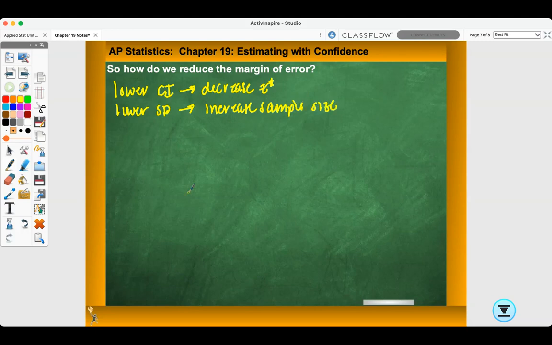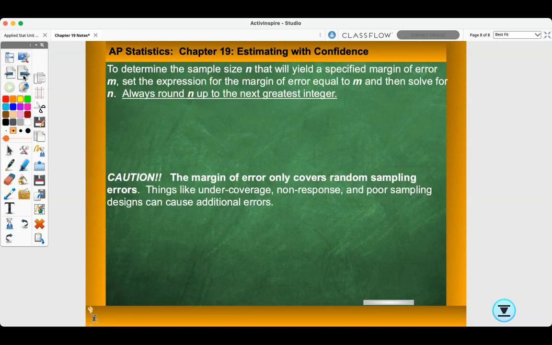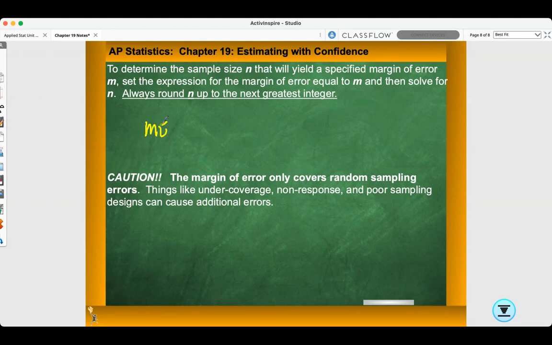To cut the margin of error in half, we must increase the sample size at least 4 times. To determine the sample size n that will yield a specific margin of error, m, set the expression for the margin of error equal to m and then solve for n. Always round n up to the next greatest integer. So what we're talking about is margin of error equals Z star times the square root of p hat q hat over n, and here we want to solve for n.